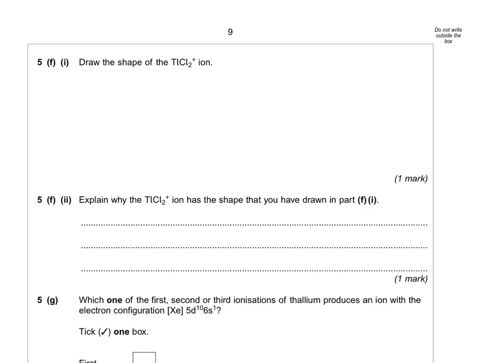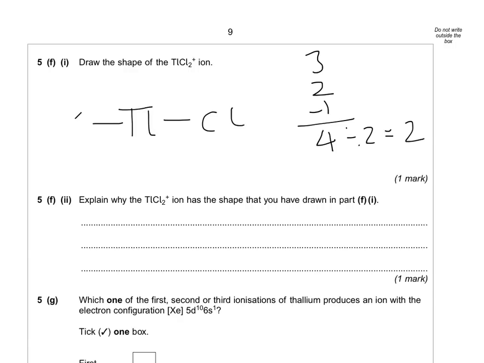And then draw the shape of the TlCl2+ ion. So you've got 3 from the thallium, 2 from the 2 bonds, minus 1 from the 1 plus charge. So that adds up to 4. Divide by 2 equals 2. So that just looks like this. It's just a linear shape.